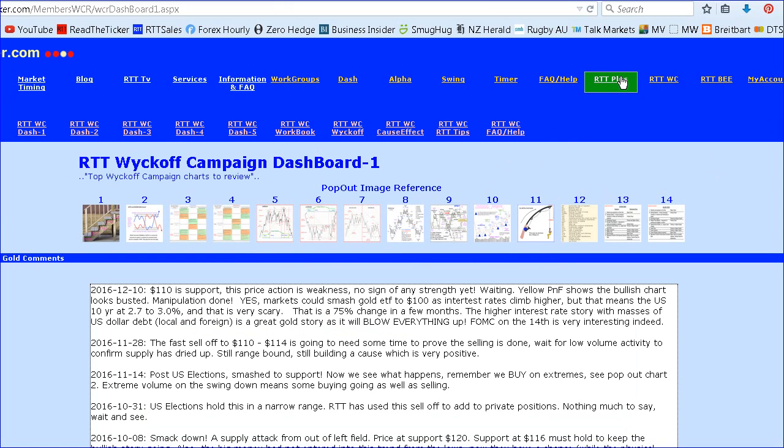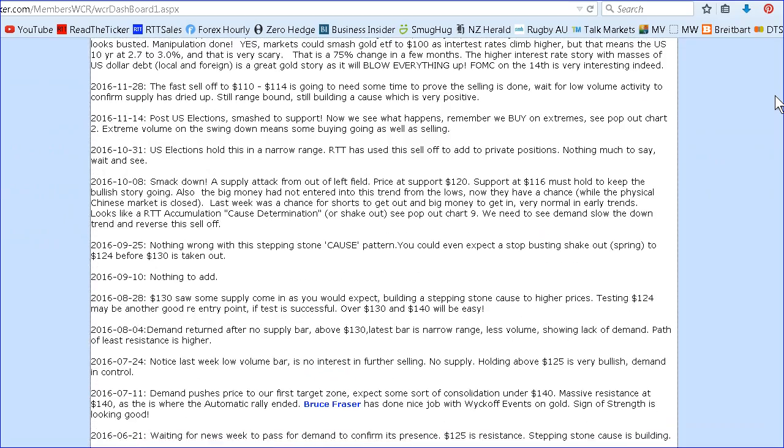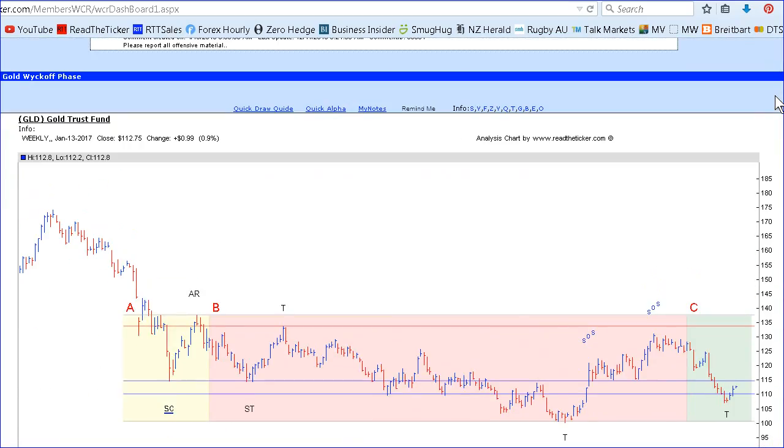RTT Plus includes RTTWC, which is the Wyckoff campaign. Now today we're going to look at a cause building in gold, or GLD. We have some notes here. But here we have a weekly gold chart. We have our Wyckoff phases, A, B, and C is in progress.